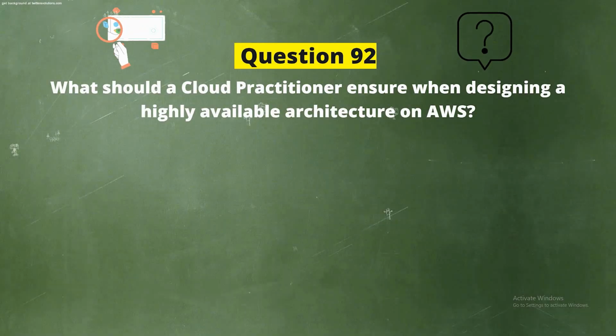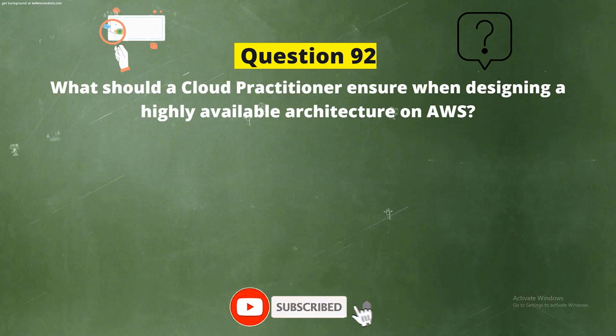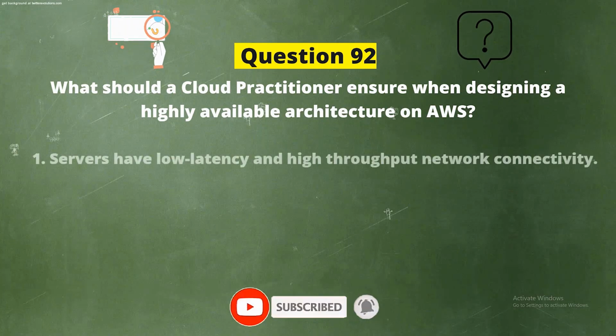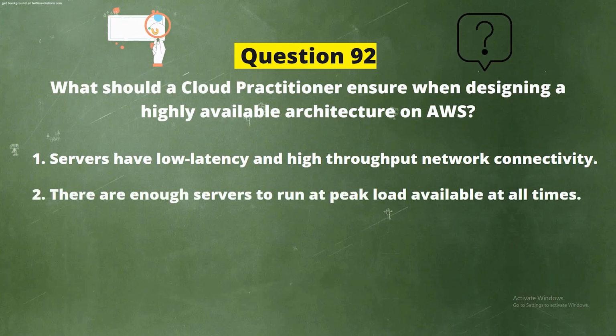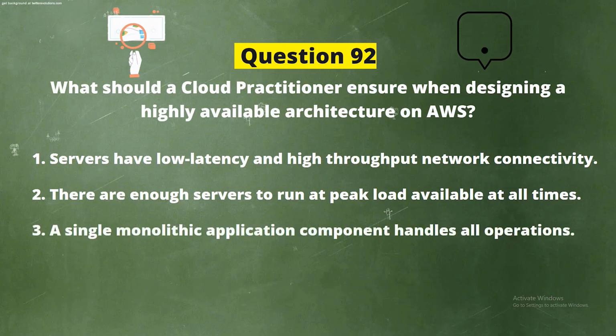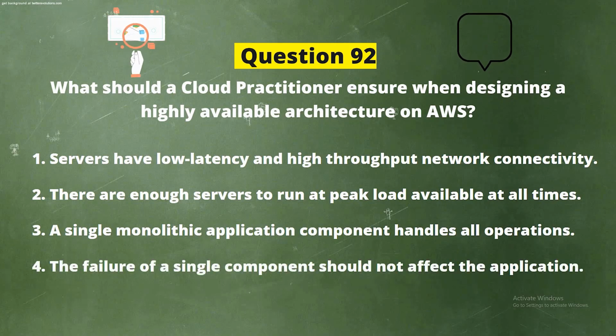Next question. What should a cloud practitioner ensure when designing a highly available architecture on AWS? And the options are: Option 1. Servers have low latency and high throughput network connectivity. Option 2. There are enough servers to run at peak load available at all times. Option 3. A single monolithic application component handles all operations. Option 4. The failure of a single component should not affect the application.